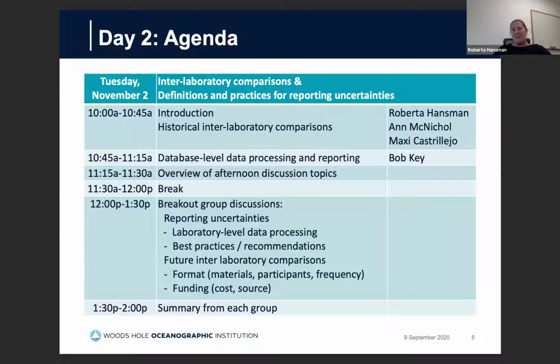After that, we're going to switch gears a little bit and start talking about data. Bob is going to give us a presentation on database-level data processing and reporting. And then I hope that will lead into our discussions this afternoon, where we can talk about future interlaboratory comparisons, how we might go about doing that as a group, but then also, from the data level, how each individual lab is processing their data and reporting uncertainties so that we can achieve a level where everyone's data can be used by the public and get into these databases. And then we'll sum up at the end of the day.